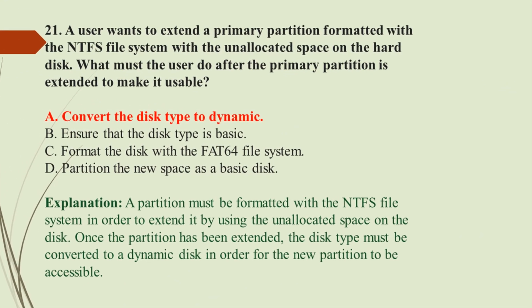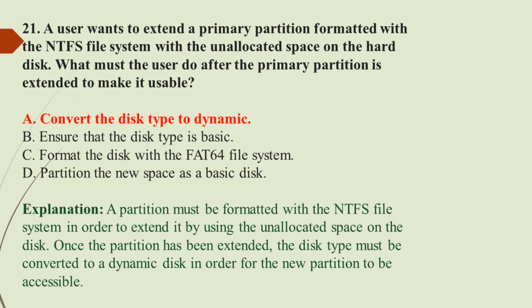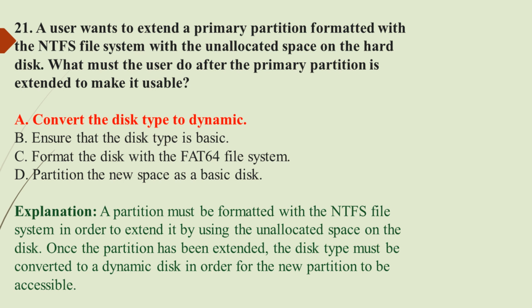22. A user wants to extend a primary partition formatted with the NTFS file system with the unallocated space on the hard disk. What must the user do after the primary partition is extended to make it usable? A. Convert the disk type to dynamic. B. Ensure that the disk type is basic. C. Format the disk with the FAT64 file system. D. Partition the new space as a basic disk.